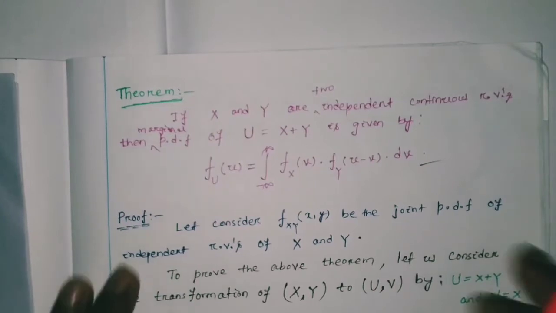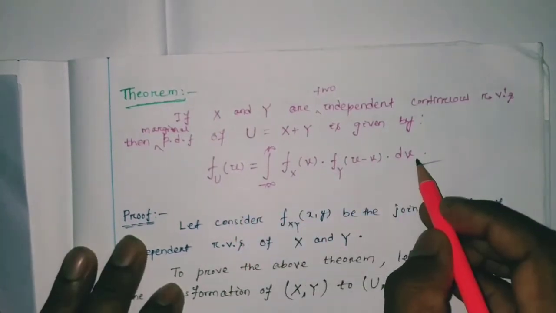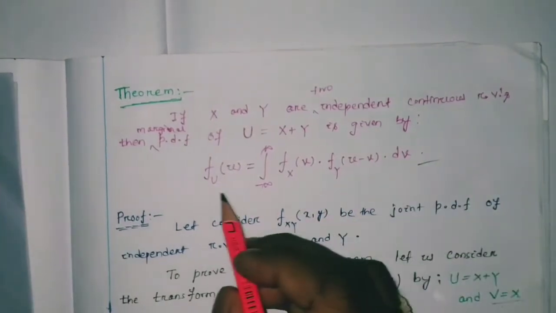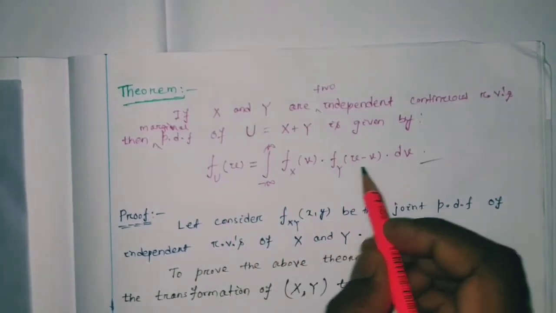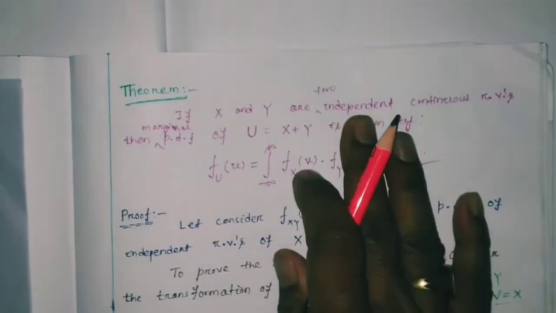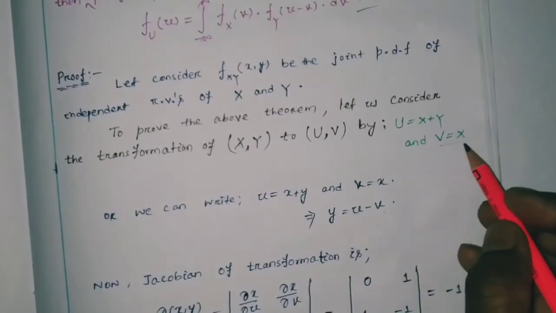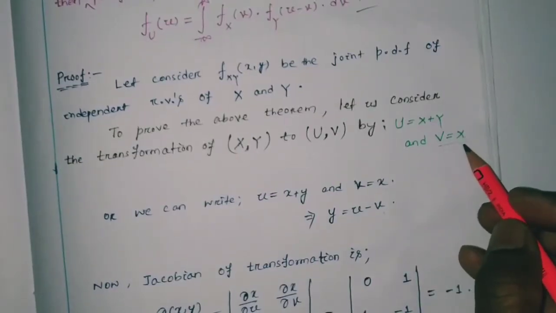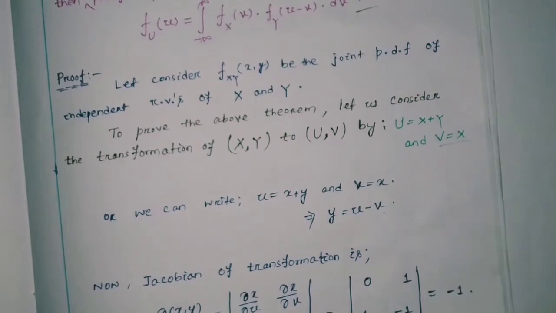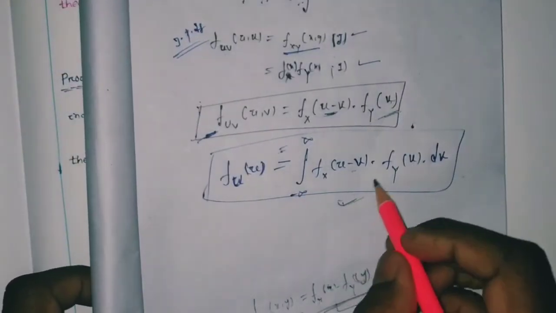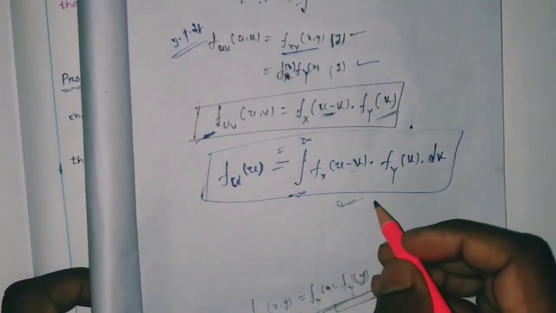Okay, so you have to just focus yourself on what it has been given. Suppose in the question it has been given that you have to prove this one, so you just consider v equal to x, right? Suppose you have to prove this one, you just consider v equal to y.